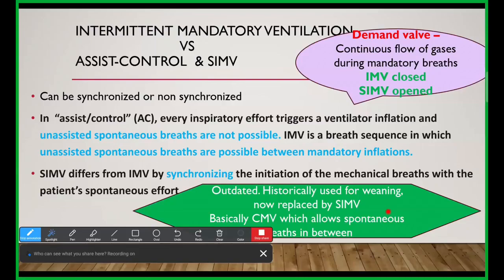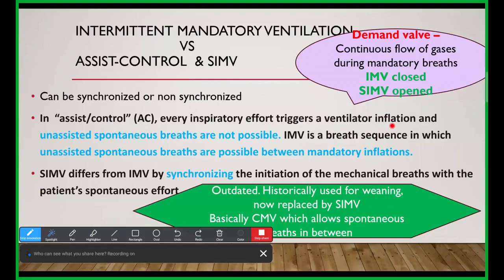So now how we can differentiate intermittent mandatory ventilation from your assist control ventilation. In assist control ventilation, every inspiratory effort triggers a ventilator inflation. As I said, the trigger will be from the patient, the breath will be from the ventilator. Whereas in IMV, the trigger is from the patient and the breath is also from the patient. That is, the tidal volume will be the patient's tidal volume and not the ventilator's tidal volume. That is the difference between SIMV, intermittent mandatory ventilation and your assist control mode.